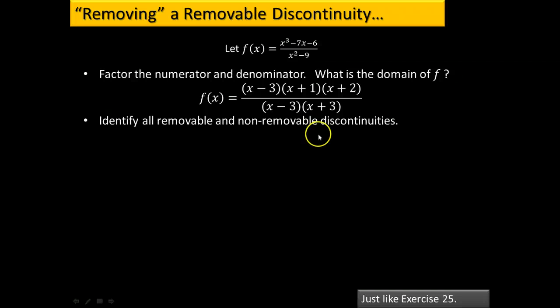So now we're going to identify what we have as removable and non-removable discontinuities. Those 2 points, the 3 and the negative 3, are discontinuity points, and some of them may be removable and some of them may not be. Well, the removable ones are the ones that would cancel out when we factor. So right here we're going to get a removable discontinuity. So the value of x equals 3 would be removable, but x equals negative 3 from this factor, I can't cancel that out with anything. So that's going to remain a non-removable discontinuity at negative 3.